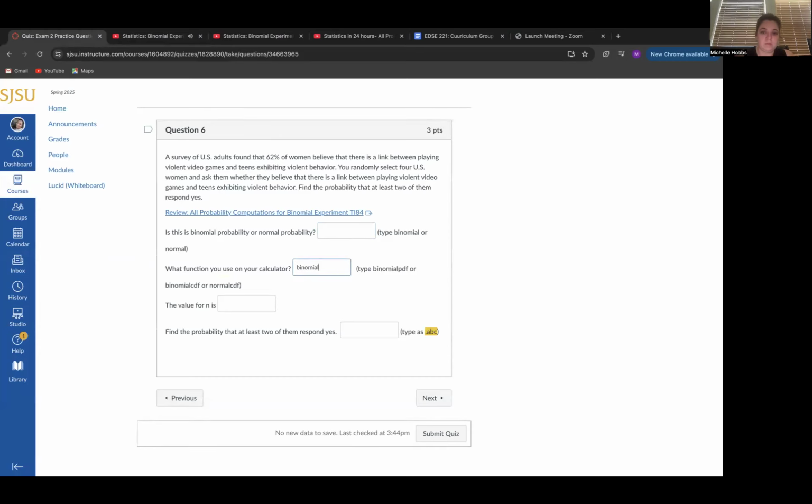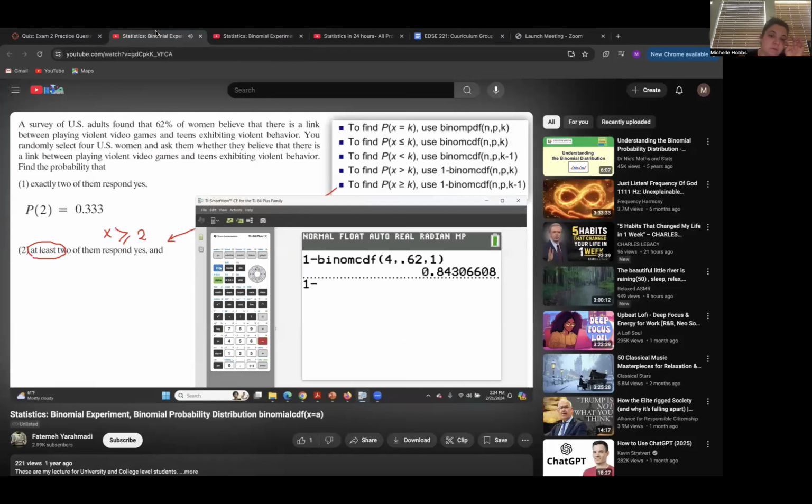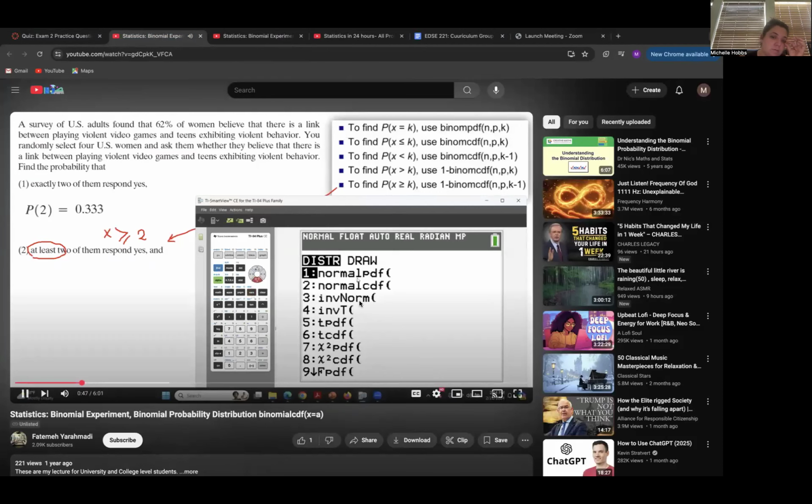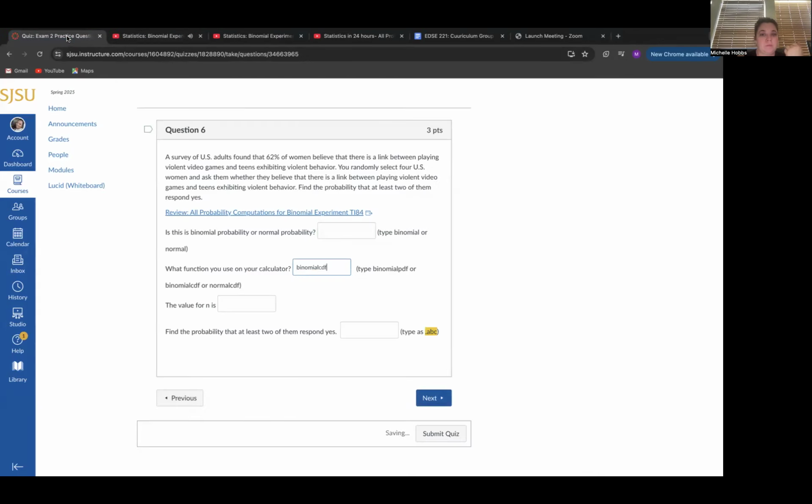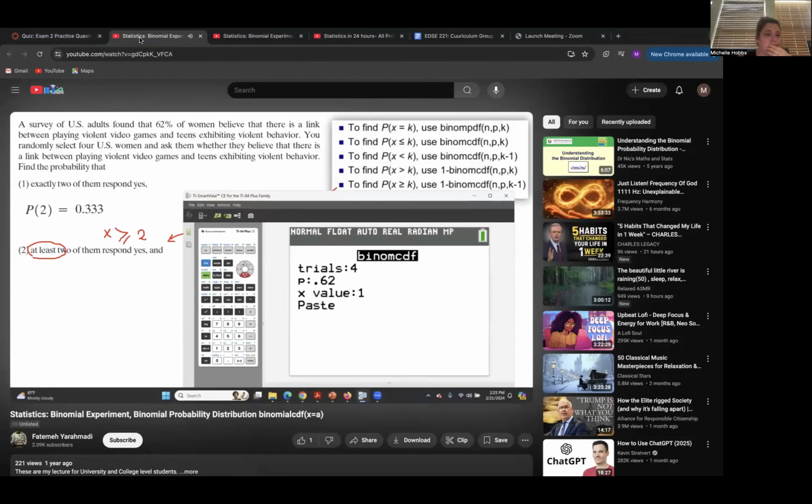So take a look. We type 1, subtraction, binomial CDF, as it says here. Binomial CDF. I'm not working with binomial PDF, binomial CDF, so that's why I typed that. So hit enter. The number of tries, you asked 4 people, right? So it should be 4. P, the probability of success, is 62% or 0.62.